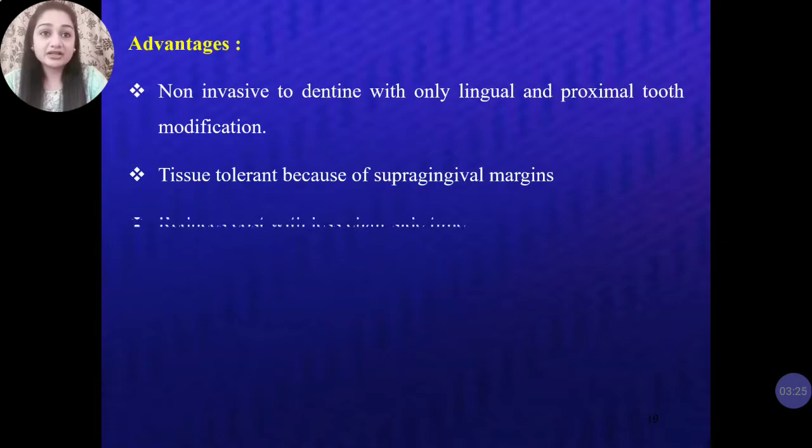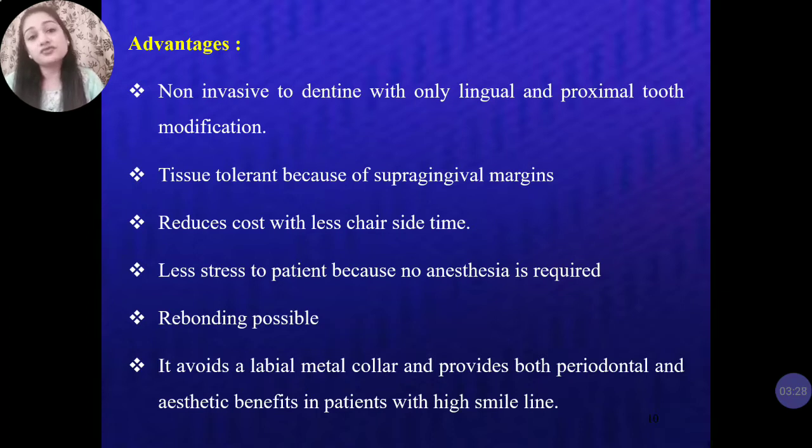What are the advantages? As I mentioned, it is a conservative way of replacing a missing tooth. It is non-invasive to dentin with only lingual and proximal tooth modification. It is tissue tolerant because it has supragingival margins. The margins of these prostheses always lie supragingivally. It reduces cost with less chairside time, less stress to the patient because no anesthesia is required. Rebonding is possible even if the prosthesis debonds. It avoids the labial metal collar and provides both periodontal and aesthetic benefits in patients with a high smile line.